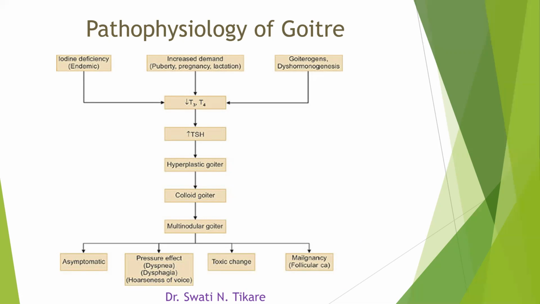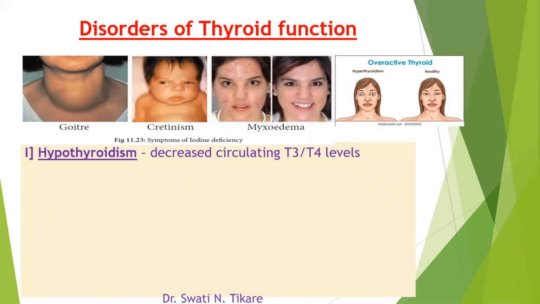Now we'll move on to the next aspect, that is, based on the functional aspect, whether it is hypo or hyperthyroid, the disorders of thyroid function based on its functionality. So we will learn about goiter, we learned. Then cretinism, we have a picture of myxedema here. We have a hyperthyroid picture here. Let's see what all this means before we decipher what all this is.